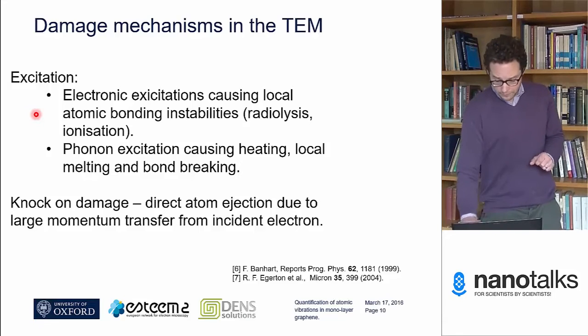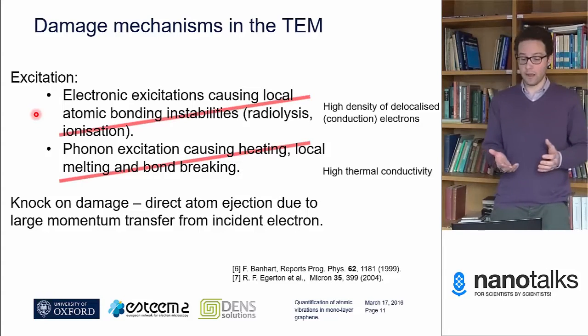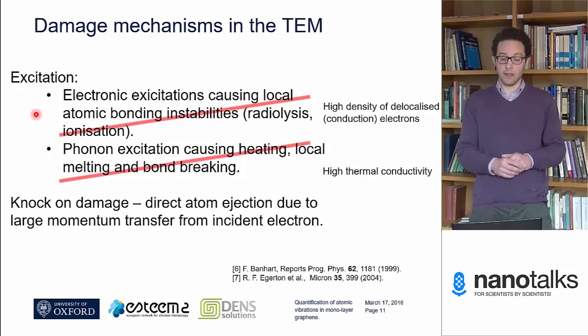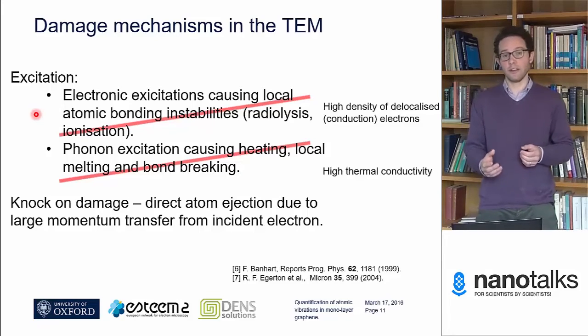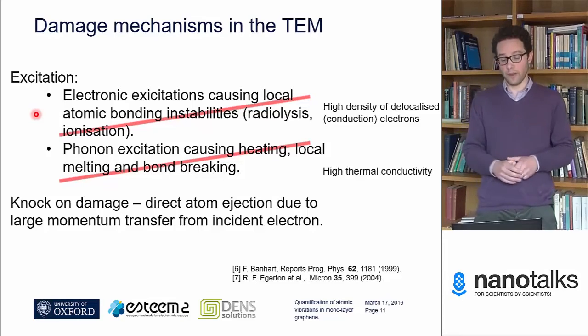So in general, in a material like graphene or in any metallic material, in fact, due to the high density of delocalized conduction electrons, any electronic excitations are very quickly quenched. So it's unlikely that these are the cause of our damage mechanisms.